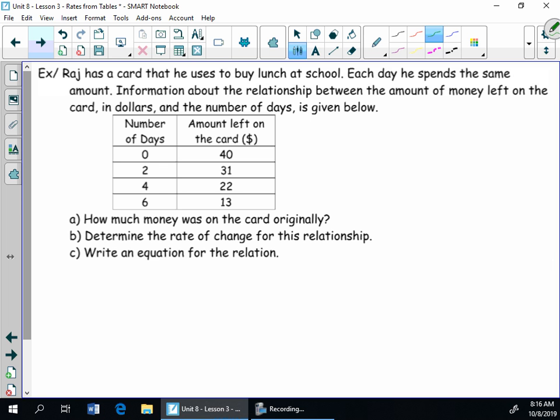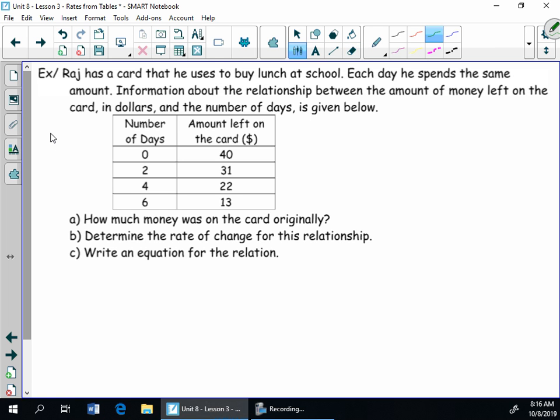So we got Raj. He has a card that he uses to buy lunch at school. Every day he spends the same amount. Information with the relationship between how much money he has on his card and the number of days is given. Here's my table of information. How much money was on the card originally?